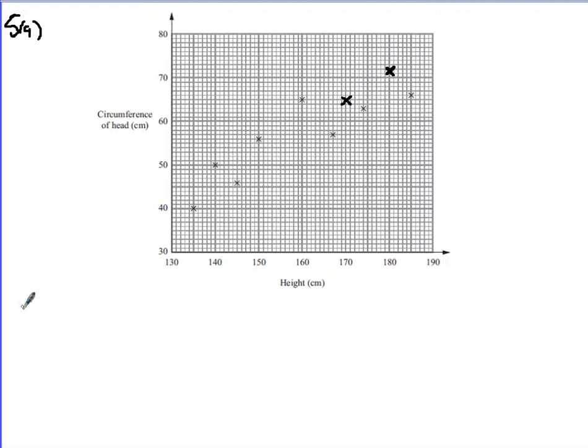Describe the correlation. Well, the correlation is a positive correlation, because as we increase this, this increases also, so it's going upwards like that. Draw a line of best fit.